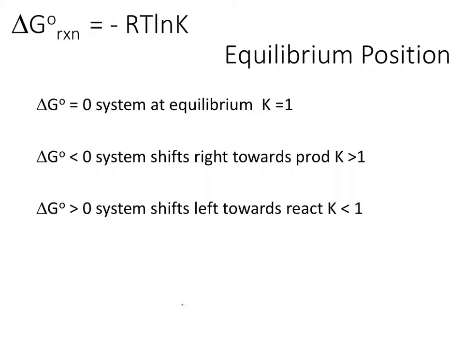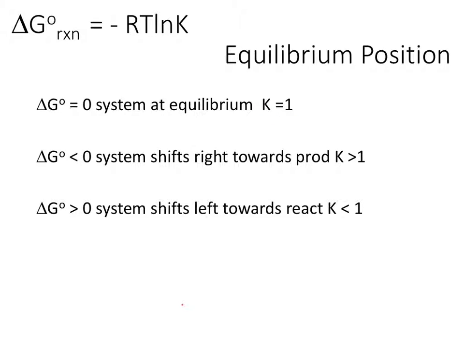We know that if we have a system at equilibrium, in this situation our delta G naught is going to be equal to 0. In order for delta G naught to equal 0 in this equation, K has to be equal to 1, because the ln of K is always going to be 0 when K equals 1. So in this situation, we already know delta G equal to 0 indicates the equilibrium position.